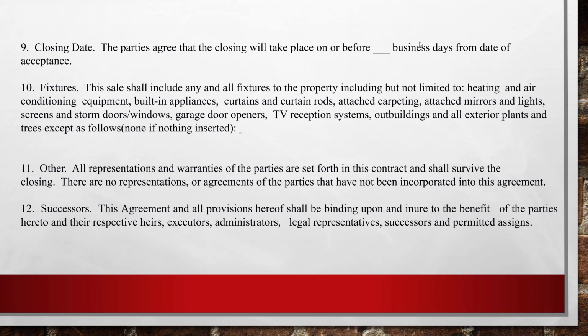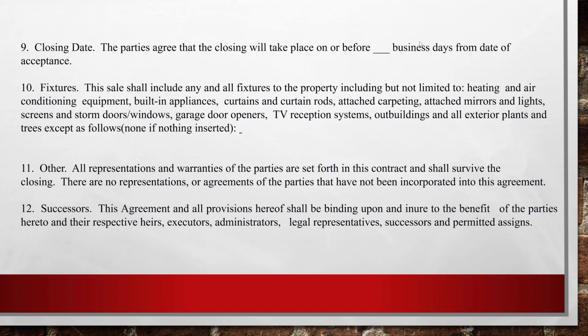Fixtures. This sale shall include any and all fixtures to the property, including but not limited to heating, air conditioning equipment, built-in appliances, curtains, curtain rods, attached carpet, attached mirrors and lights, screen doors, TV reception system, outbuildings. So I've had this happen before where I've purchased a property from someone and they decided to take all of the appliances with them, the built-in appliances. They decided to take out light fixtures. And I had to go back after them for those items. And actually, I reduced the price of my purchase contract because my contract clearly states you cannot remove fixtures from the house that I am purchasing. You are purchasing that property with all fixtures in place.